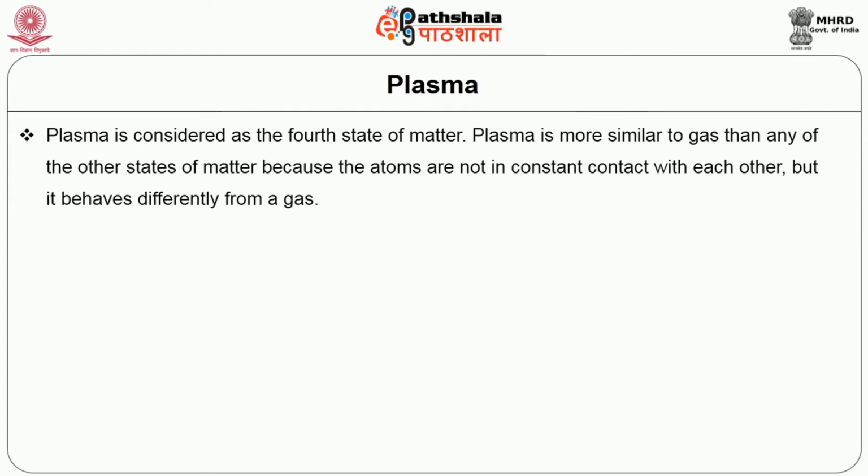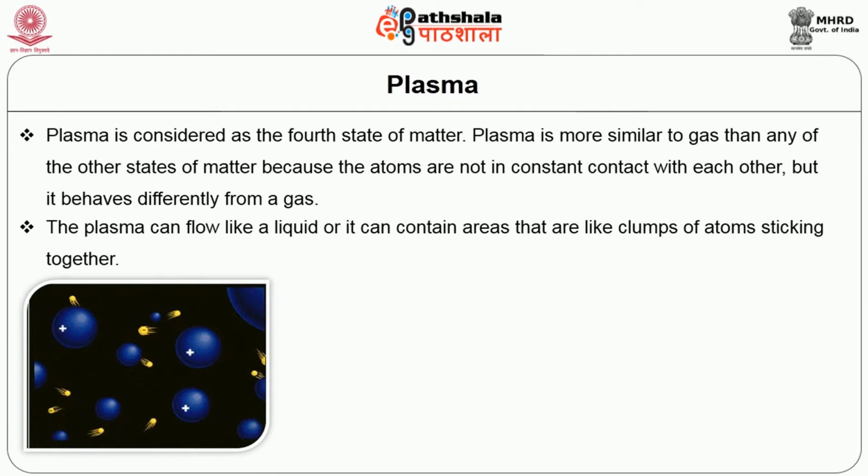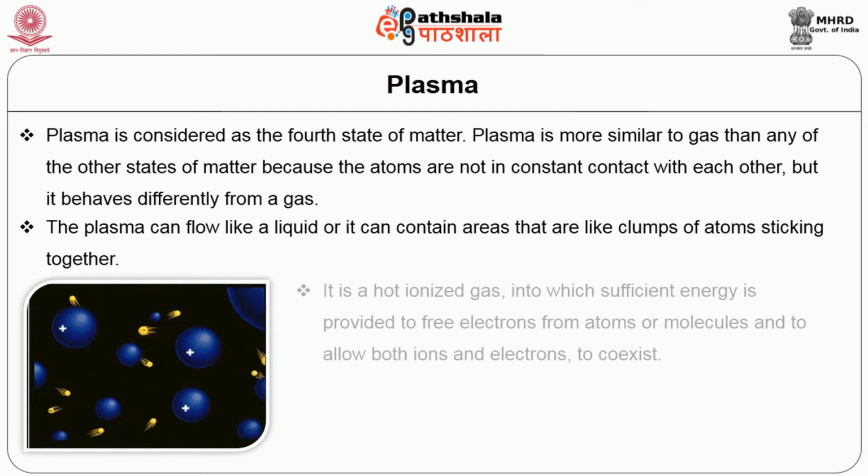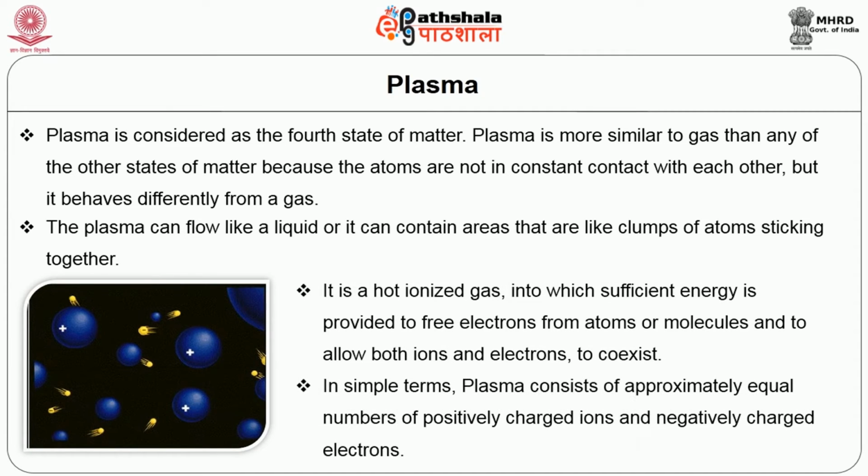Plasma is more similar to gas than any other states of matter because the atoms are not in constant contact with each other, but it behaves differently from a gas. The plasma can flow like a liquid or it contains areas that are like clumps of atoms sticking together. It is a hot ionized gas into which sufficient energy is provided to free electrons from atoms or molecules or to allow both ions and electrons to coexist. In simpler terms, plasma consists of approximately equal number of positively charged ions and negatively charged electrons.